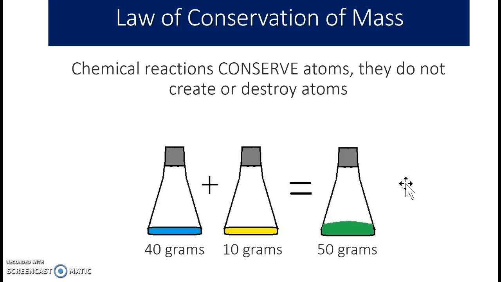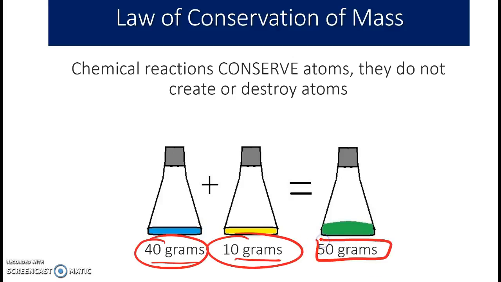So the law of conservation of mass tells us that chemical reactions conserve atoms, so they don't create nor destroy any atoms. What that means is that if we mix two chemicals together, for example, let's say one solution has a mass of 40 grams, the other solution has a mass of 50 grams, we mix them together and they form one product. This product would have a mass of 90 grams. So that's what it means to conserve mass.